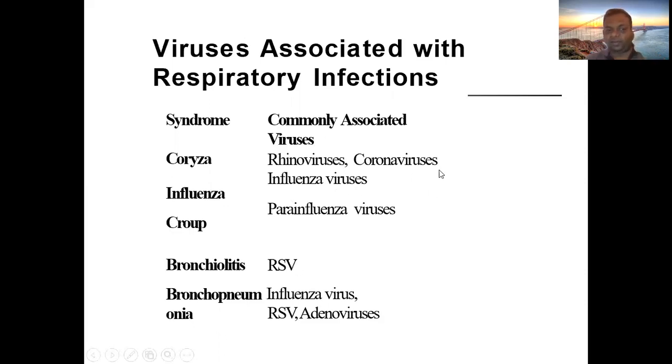Any of these viruses can cause coryza. Influenza, croup: parainfluenza mainly, but others are also possible. And bronchiolitis is often RSV, respiratory syncytial virus, but others, also parainfluenza, are possible. Bronchopneumonia: any of the viruses, but commonly influenza virus, RSV, adeno. Any group of virus I mentioned earlier can be a cause for bronchopneumonia, or pneumonia overall.